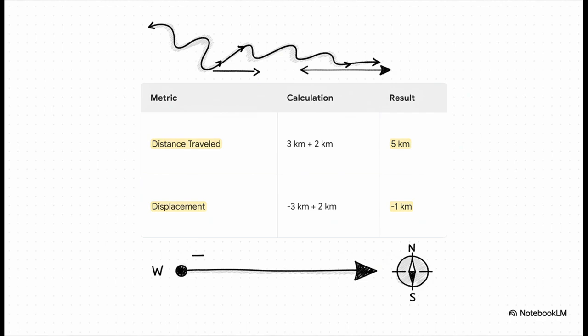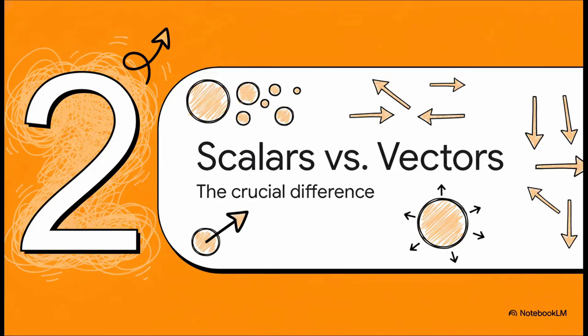But her displacement only cares about the difference between her final spot and her starting spot. If we decide that west is the negative direction, she went minus 3 kilometers, then came back plus 2 kilometers. Her final displacement is minus 1 kilometer. See? They are totally different numbers. So why? Why are they different?